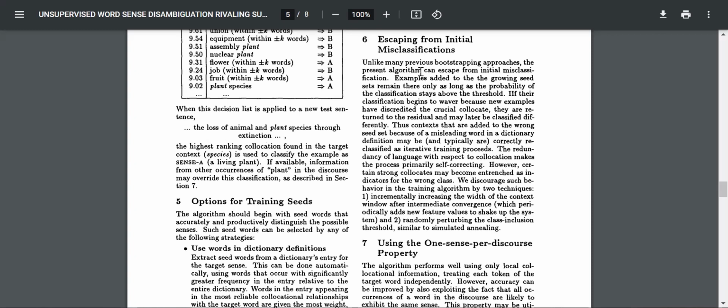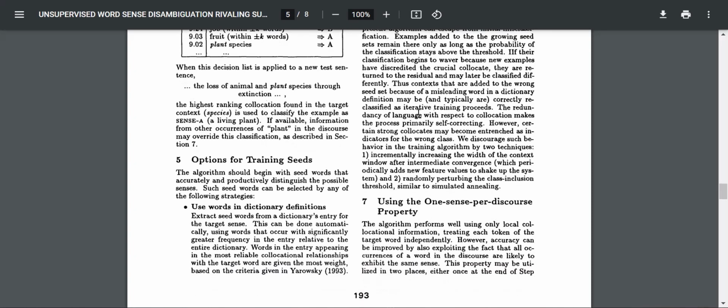So this is pretty interesting. If the newly identified collocates dislodge some previously threshold-crossing collocates, then they go back to the residuals. Thus, contexts that are added to the wrong seed set because of misleading words in a dictionary definition may be correctly reclassified as iterative training proceeds. The redundancy of language with respect to collocation makes the process primarily self-correcting.